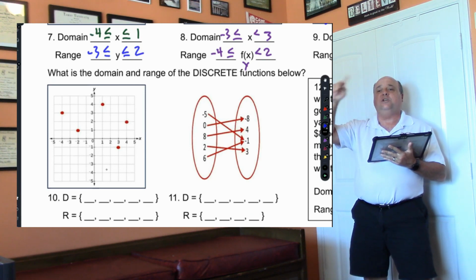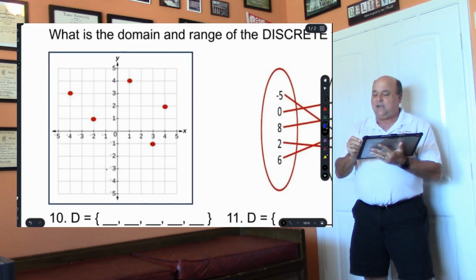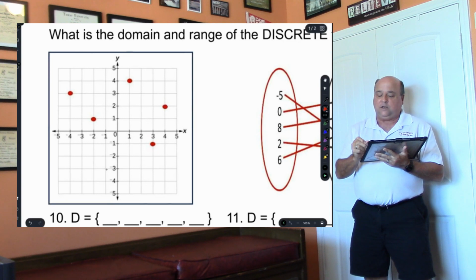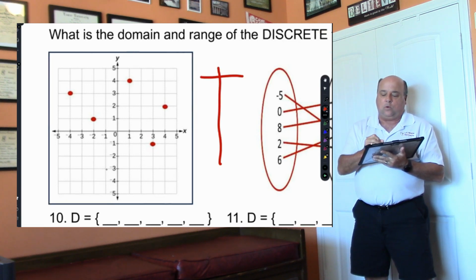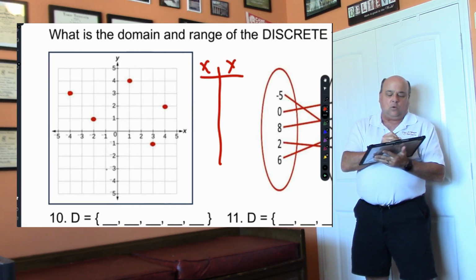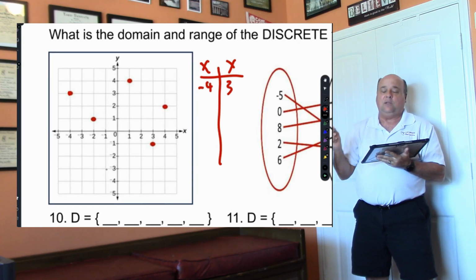A discrete function, the dots are not connected. You've got to be able to graph ordered pairs. So let's make a t-chart of these ordered pairs, x and y. This ordered pair would be left 4 and up 3. So negative 4, comma 3.